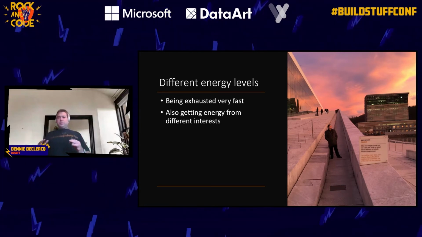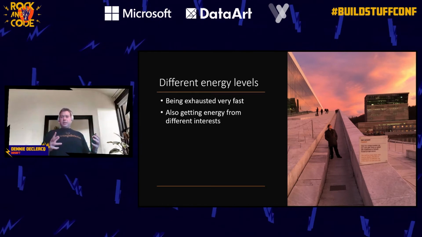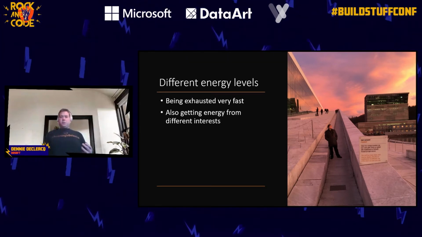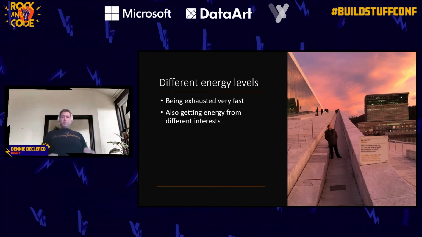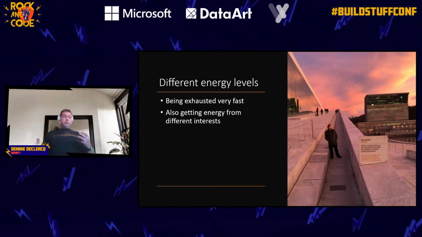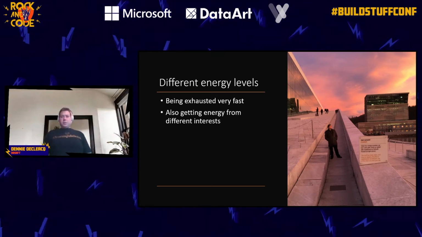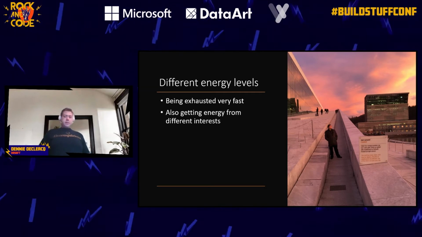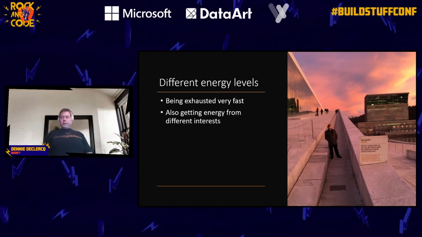And this can be on 2 sides. They can be exhausted very fast in general. So some people with autism really don't have a lot of energy, so are most of the time pretty fast exhausted. But some people have a lot of energy in the beginning of something new, for example, a new technology, but then they lose it very, very fast. Or people gain or lose energy from other things.